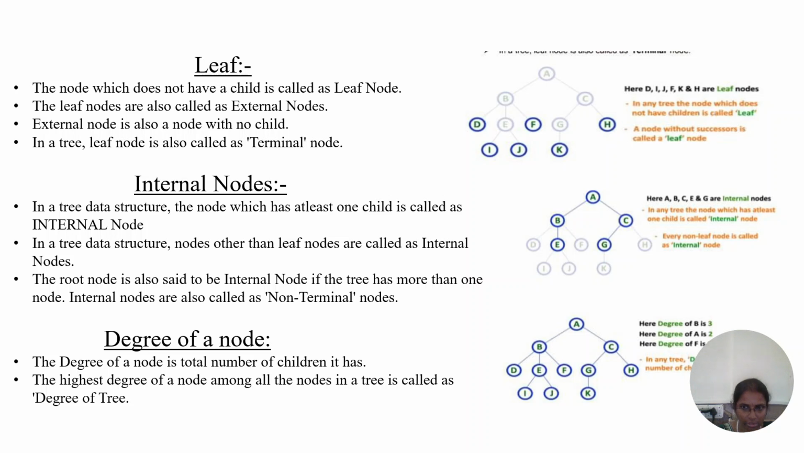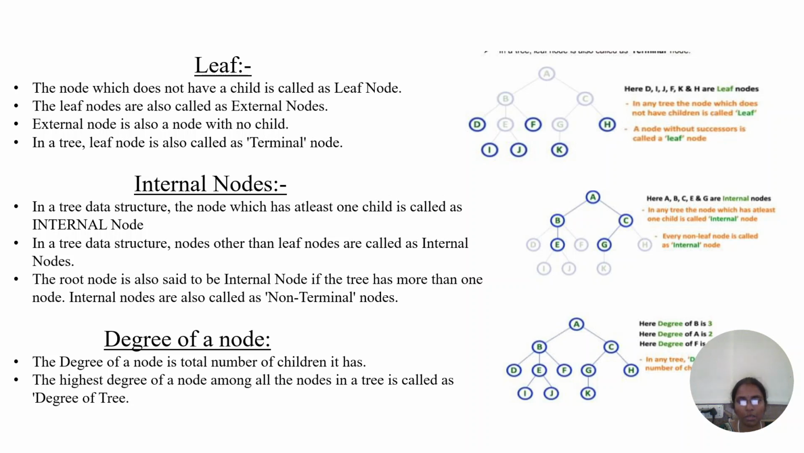Degree of a node. How to calculate the degree of a node? The degree of a node is the total number of children it has. For example, in the given example, the degree of A means the total number of children it has. There are 2 children for A, B and C, so the degree of A is 2. Like that, for every node, the number of children is the degree of that node. The highest degree of a node among all the nodes in a tree is called the degree of the tree. That means the highest number of children.